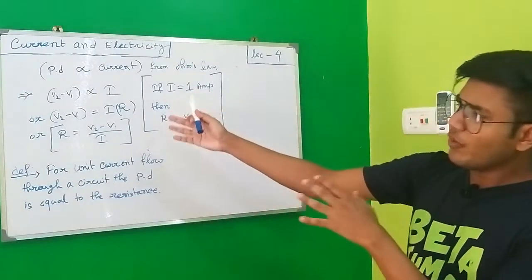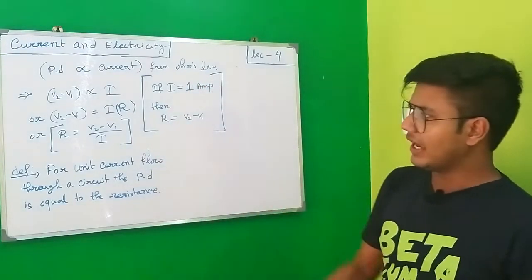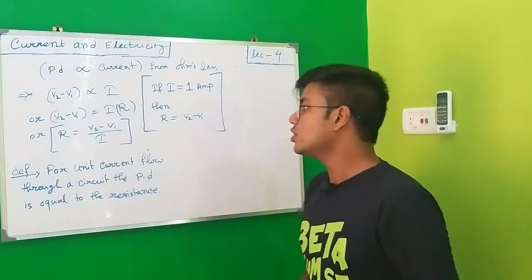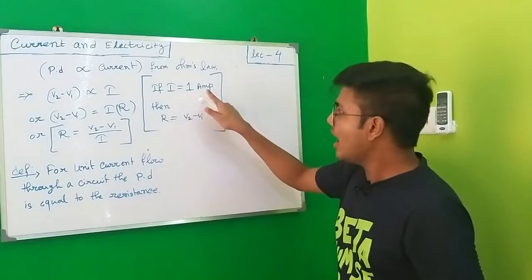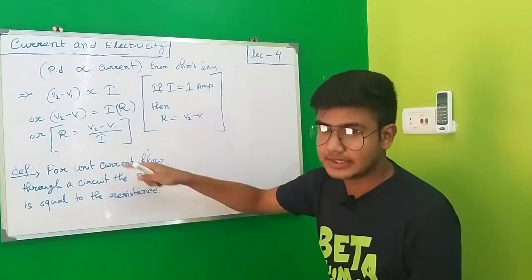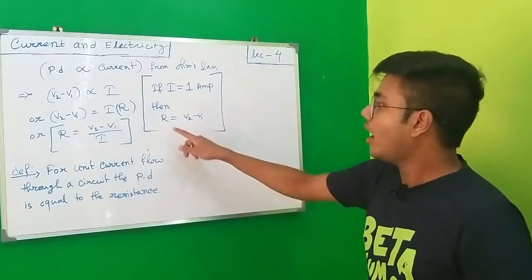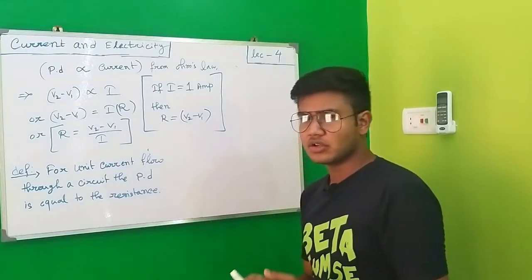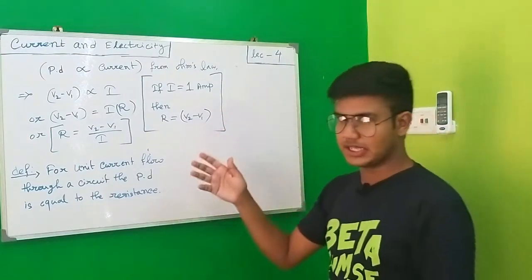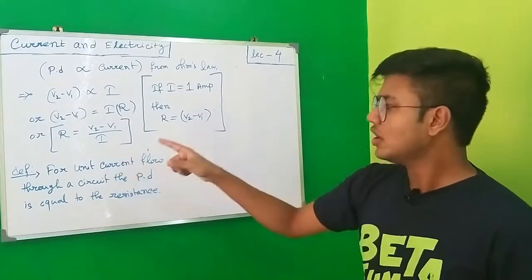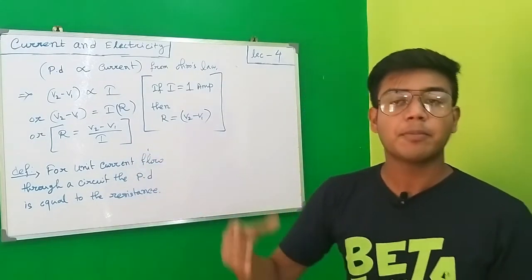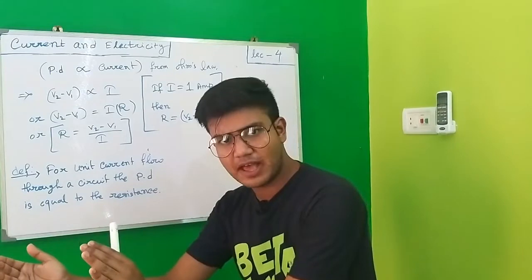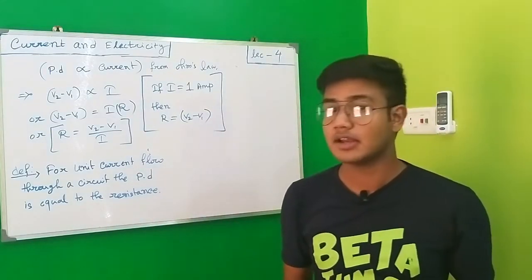If we rearrange this equation, we get R equal to V2 minus V1 divided by I by cross multiplication. Now I am placing 1 ampere in the place of I. Let's see what happens. Then the value of R becomes equal to the potential difference. From this concept we can say that for a unit current flowing in a circuit, the potential difference is known as the resistance, or the potential difference value is equal to the resistance. That is the definition of resistance.